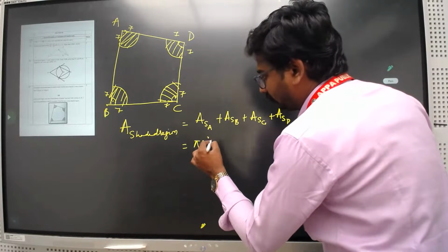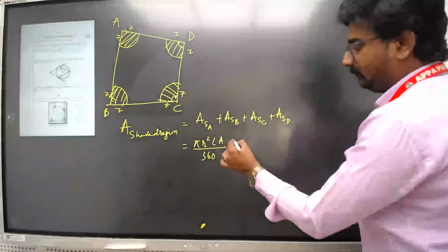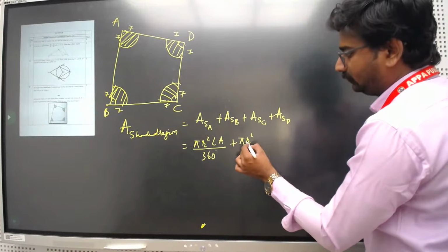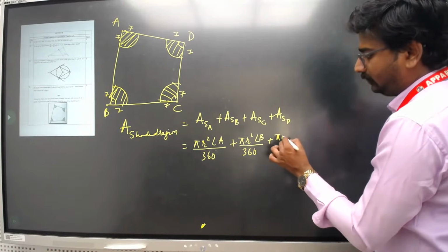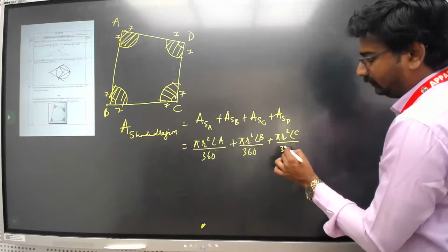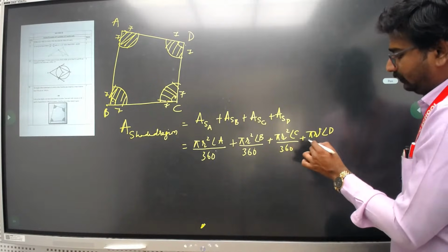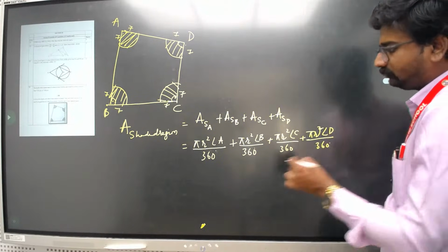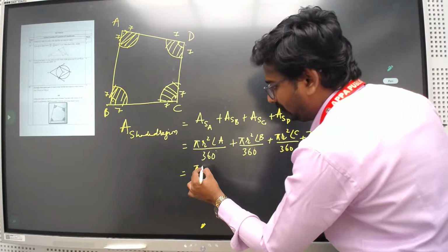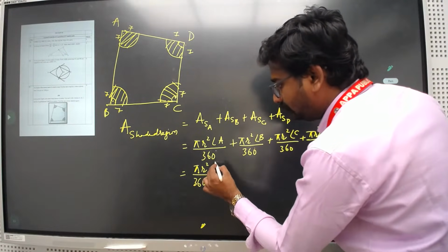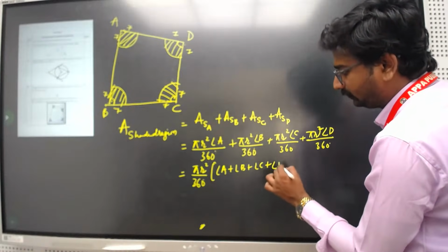Pi r square angle A divided by 360. Similarly, pi r square angle B by 360. Pi r square angle C by 360. Pi r square angle D by 360 degree. What is common in these four? Pi r square by 360. What is remaining? Angle A plus B plus C plus D.